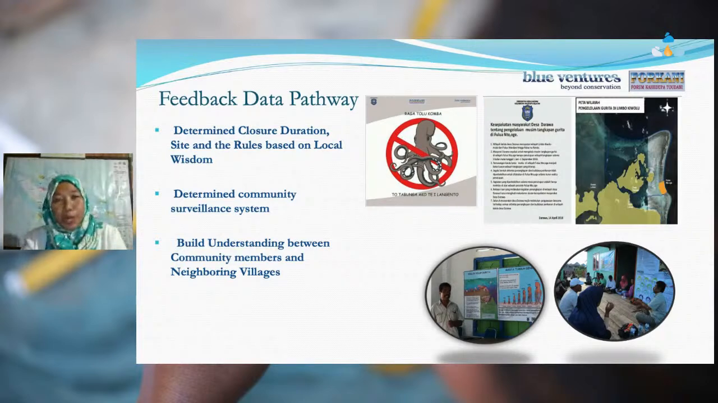And then we worked with a traditional leader to set up the regulation, because this area's temporary closure is local. So we built a system and built the rules with the community based on local wisdom. And the important part is how the community decides to determine a community surveillance system. It's not easy in Indonesia if we say community surveillance, because mostly they need a special group for surveillance. But in this case, they agreed to give everyone responsibility, every community member, not only octopus fishers, but also all the people in this village, even women, seaweed farmers, and other fishers like gillnet fishers.